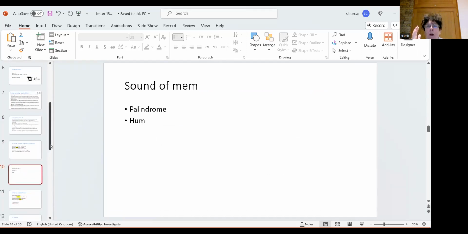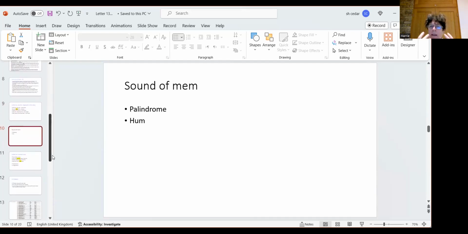It's also got that palindrome about it, that hum sound to it. It's a very earthy sound, and water and earth are sort of the same element in a lot of the Hebrew texts. So it's associated with a very grounding sort of idea.